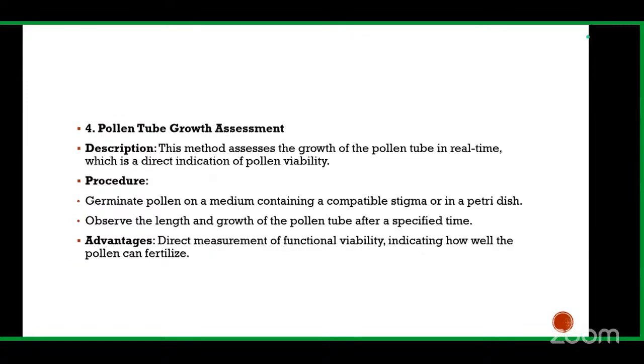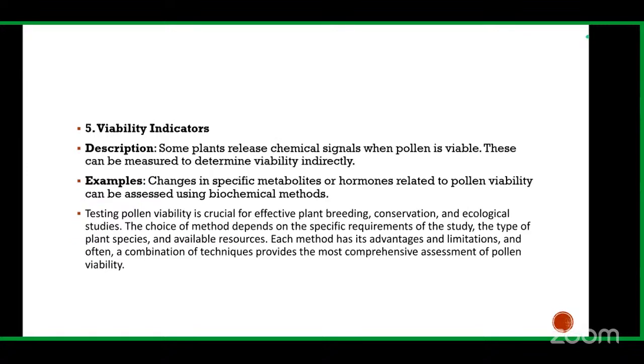Next is pollen tube growth assessment. This method assesses the growth of the pollen tube in real time, which is a direct indication of pollen viability. Basically, the pollen grains will germinate, and if there is pollen tube growth, then the pollen is viable. Then there are viability indicators. Some plants release chemical signals while pollen is viable. This can be measured to determine viability indirectly. It is an indirect method where changes in specific metabolites or hormones related to pollen viability can be assessed using biochemical methods.